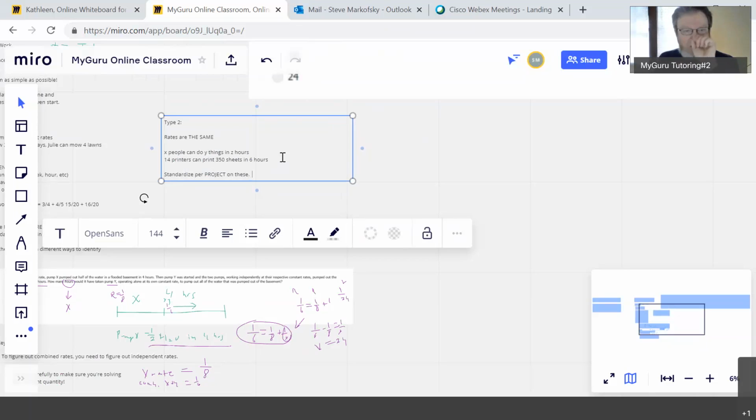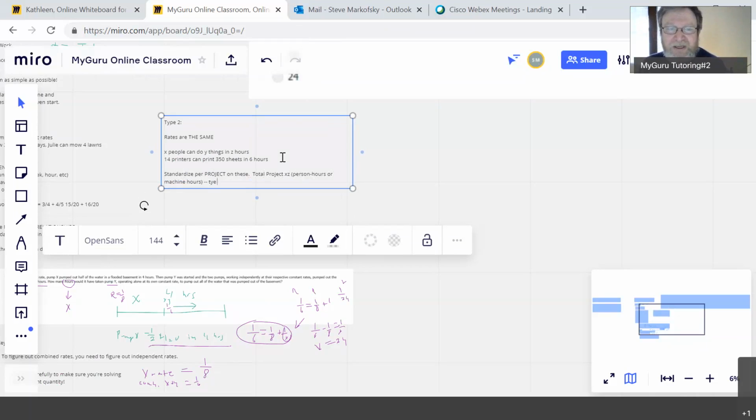So, for example, our first example, if X people can do Y things in Z hours, well, the total project is simply going to be X times Z. You can think about it in terms of person hours or machine hours, or the time it takes for one individual to do the entire thing. Now, the entire thing is Y things here, so the entire project is Y amounts of whatever we're talking about. So to figure out how long it would take to do one of those projects, you divide by Y. That makes sense?